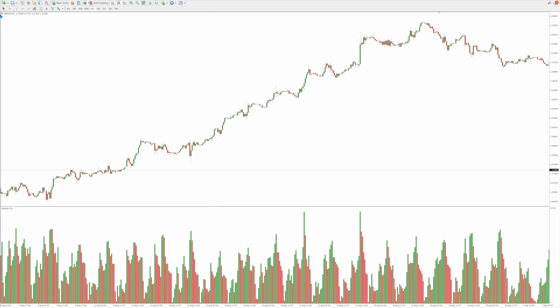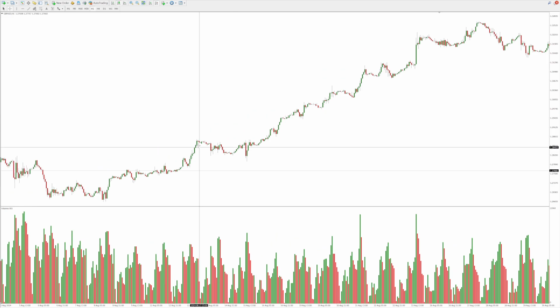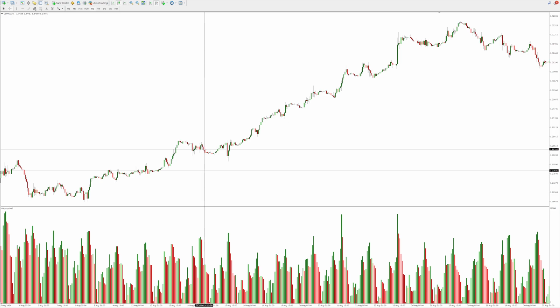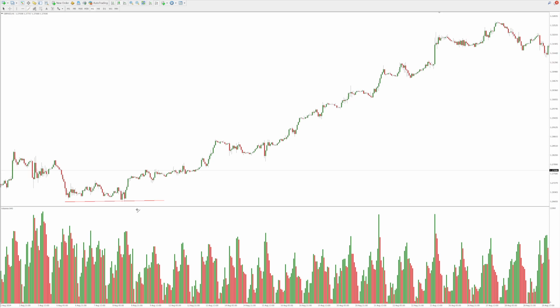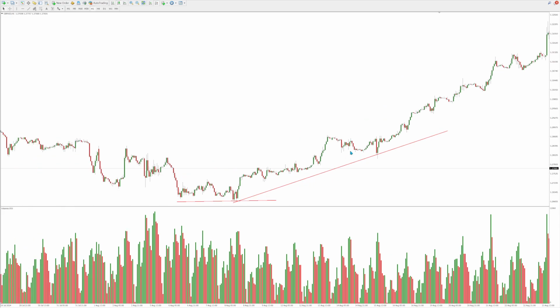Here we have a pound dollar 1 hour chart. What we're looking for with stopping volume is for the volume to increase in line with the overall trend. So first things first, we have to identify a trend in the market. You can see you have your support here and the market is making higher lows here. So what does that tell us? We're in an uptrend.